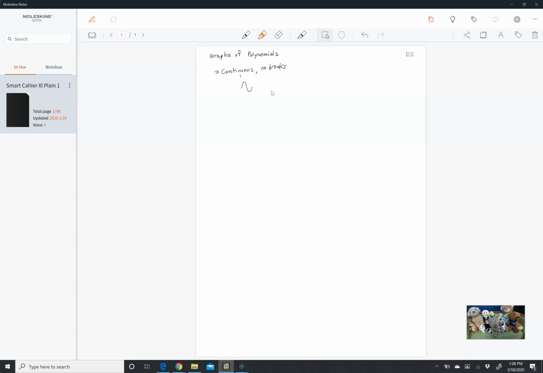like this. Discontinuous might look like this. Okay, there is a break in the graph then. So all polynomial graphs are continuous. And if it's discontinuous, then it would not be considered a polynomial.